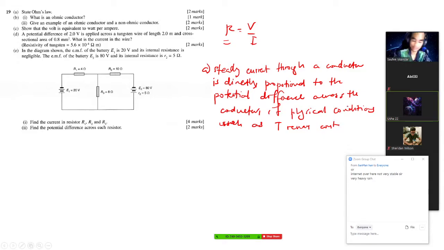So this is the ratio of V over I. It increases proportionally, so R will be a constant value that never changes. If you increase the V, I also will increase, so R will be a static value throughout the experiment.